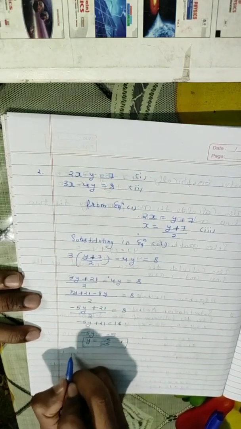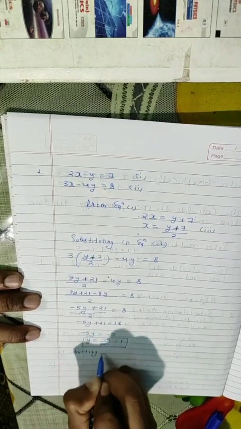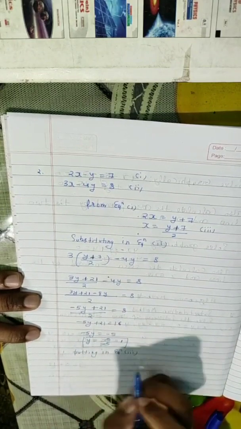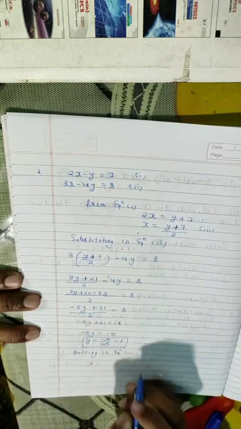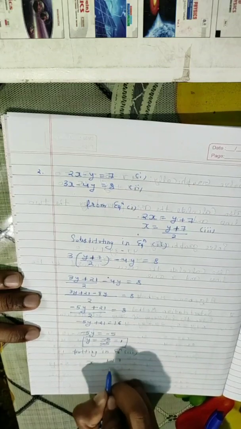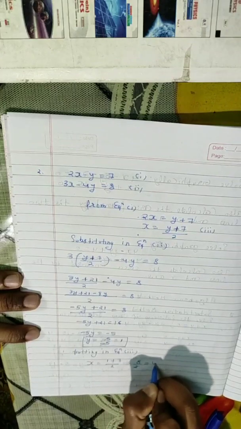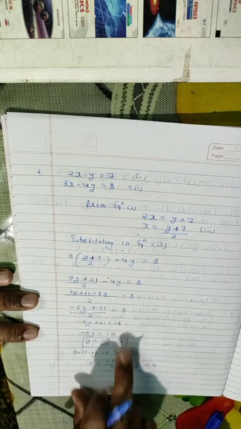And again putting in equation number 3. You have to practice for increasing the speed in your calculation. Okay. 1 plus 7 upon 2, 8 upon 2, 4. So the value of x is 4 and the value of y is 1.